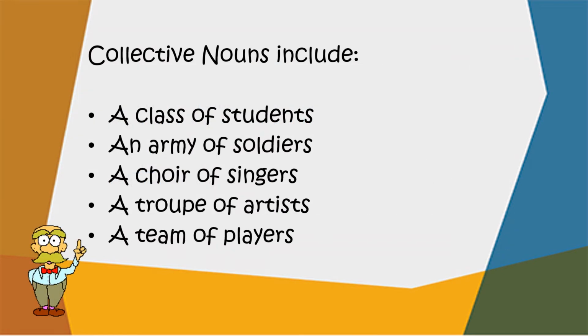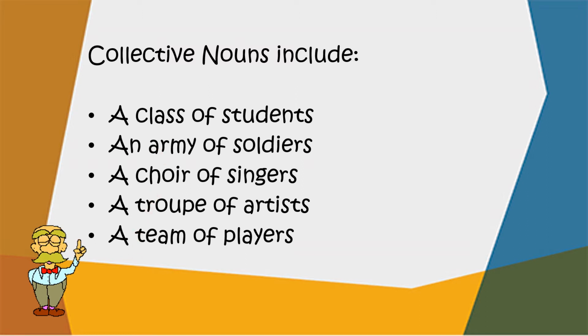Let's look at other examples of collective nouns. So for people, we can say a class of students, an army of soldiers, a choir of singers, a troupe of artists, a team of players. So we have different group names, specific collective noun names for groups of people. These are all considered singular because they act as one unit.